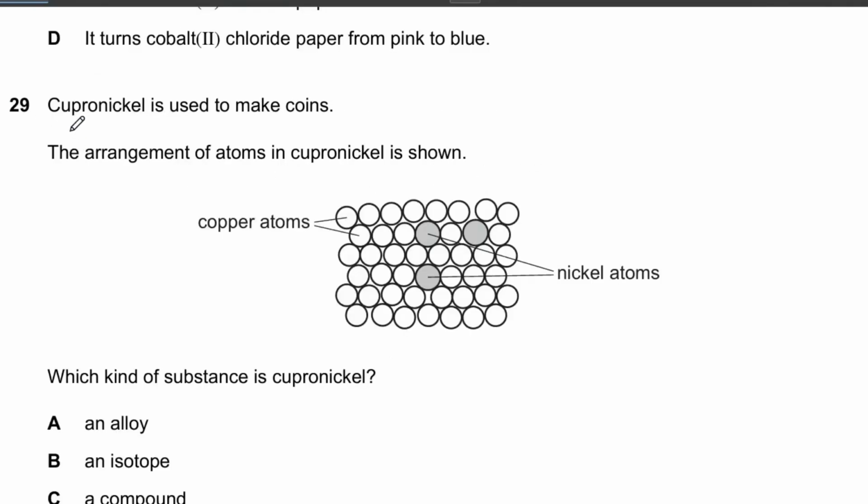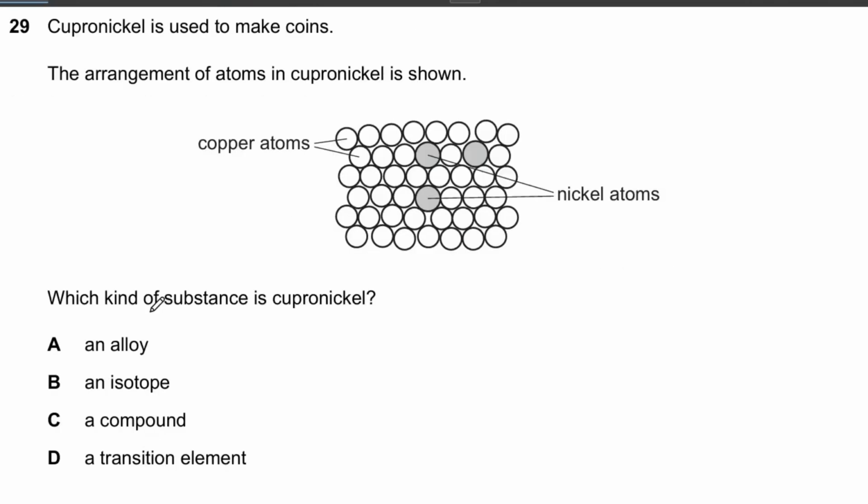Question 29. Cupronickel is used to make coins. The arrangement of the atoms in cupronickel is shown. We have the copper atoms and we have the nickel atoms. Which kind of substance is cupronickel? That is A, an alloy, which is a metal mixture.